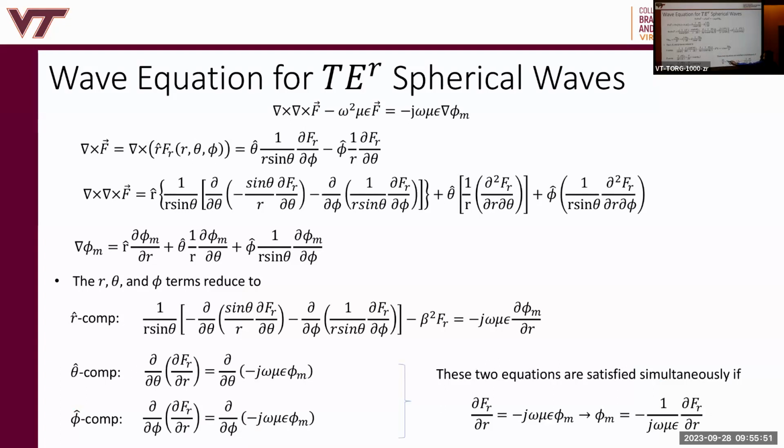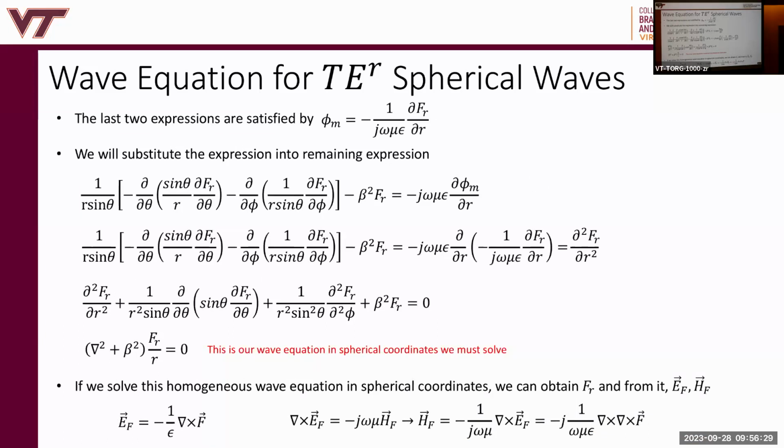So these two equations here, the last two, can be satisfied simultaneously if we make this observation. Partial FR partial R is equal to minus j omega mu epsilon phi m. Or you can say that phi m is equal to minus 1 over j omega mu epsilon partial FR partial R. If you take this phi m and you plug it into here, then the equalities are satisfied in both cases for both components, okay? Good. So we now have a differential equation here we can solve, right? This one, and then we have this definition.